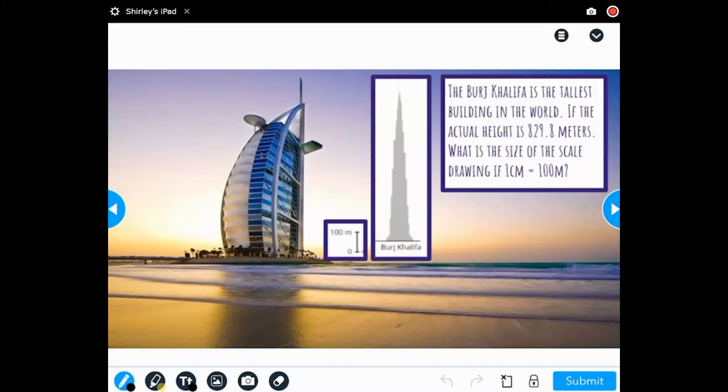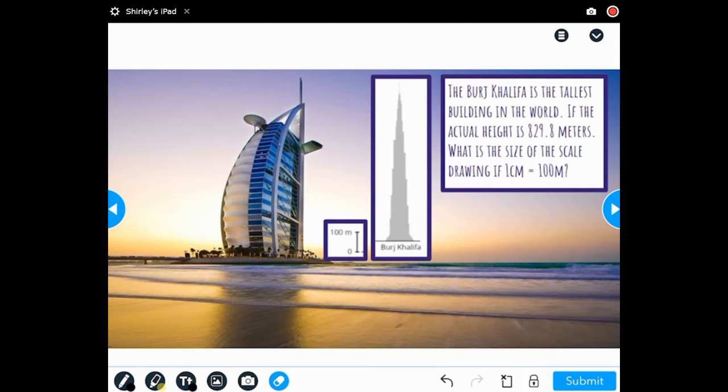Alrighty, with our last problem here, we're going to talk about the Burj Khalifa, which is actually the tallest building in the world. You can find it in Dubai, but we know that the Burj Khalifa is the tallest building in the world. If the actual height is 829.8 meters, what is the size of the scale drawing?